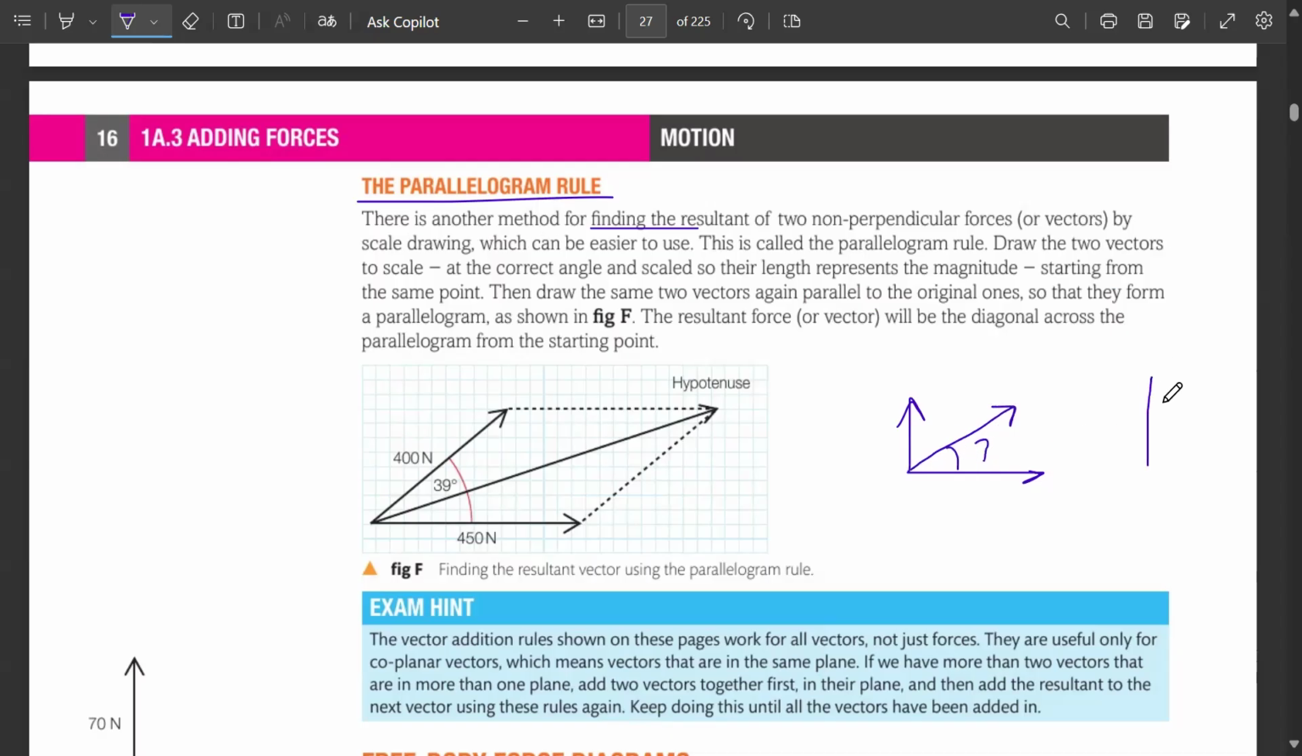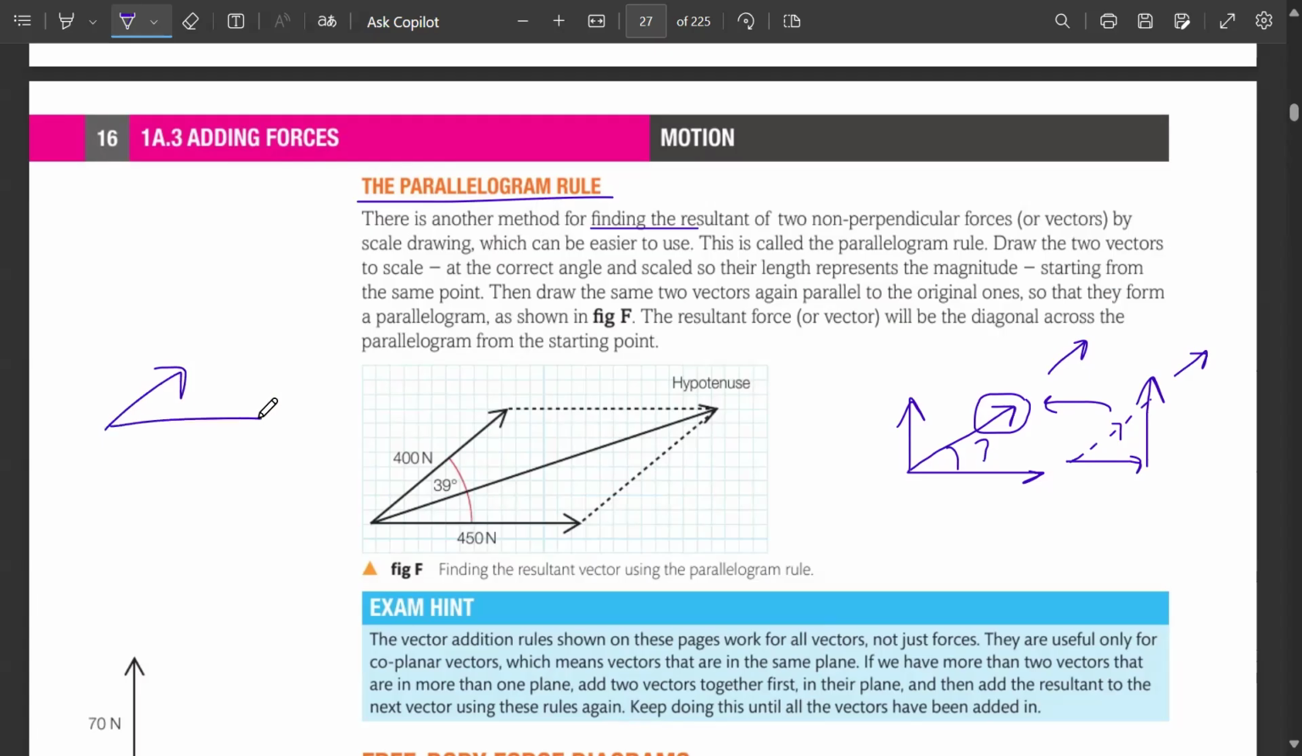But what I did was I joined both the vectors by the head to tail method, and then I found the resultant, which is the same thing as this. This resultant is also in that direction, and this resultant is also in the same direction. We call it the parallelogram rule. And I can make a parallelogram easily.